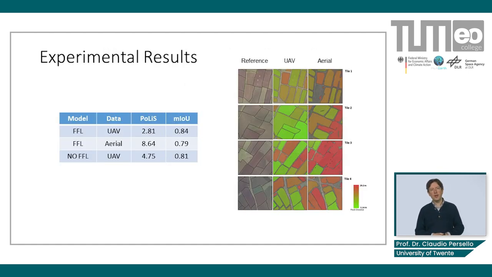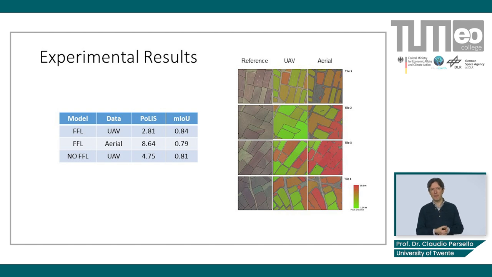Here, you see a summary of the experimental results that we obtained. The frame field learning model applied to UAV images obtained the highest accuracy, with a low value of the polys metric, which measures the deviation of the predicted polygons from the reference, and a higher value of the mean intersection over union. The results obtained using the aerial images are slightly inferior, mostly because of the lower resolution of the data.